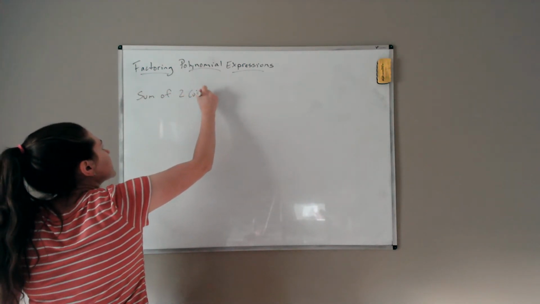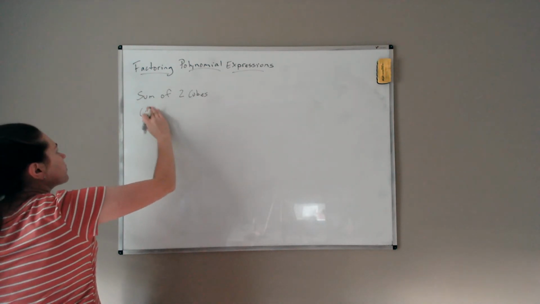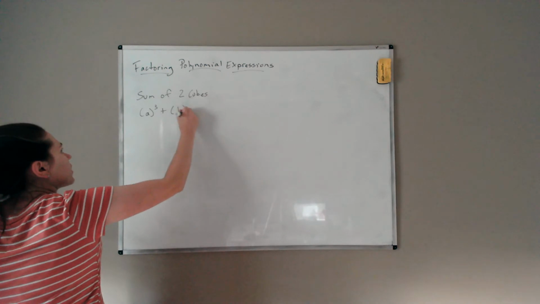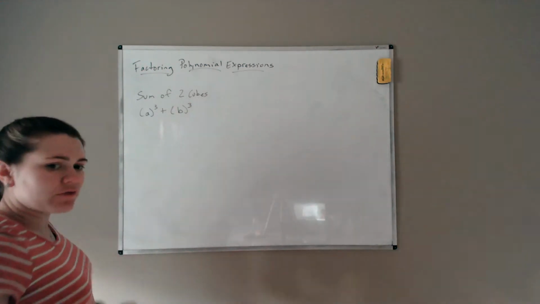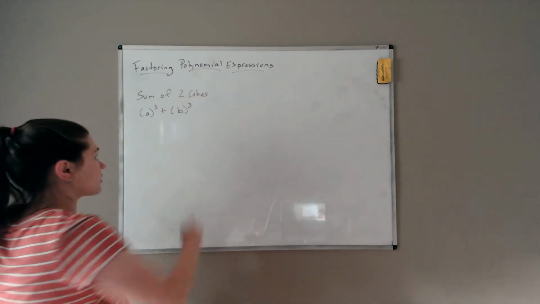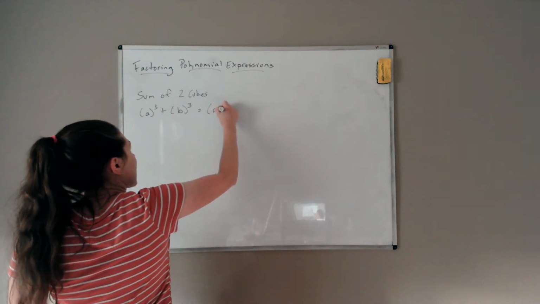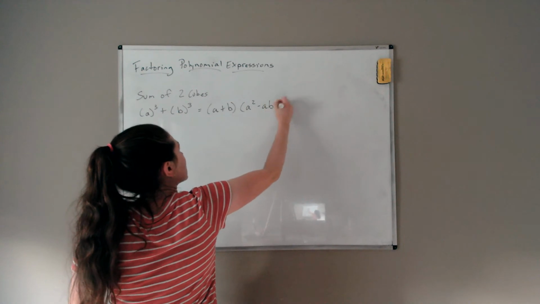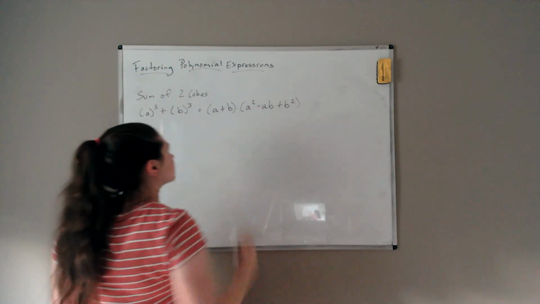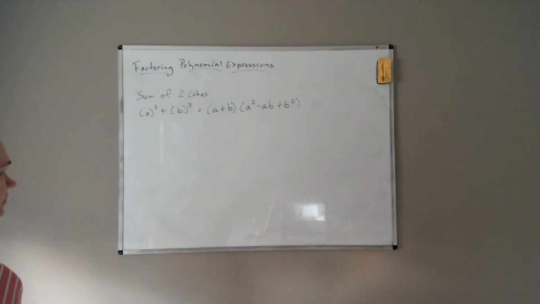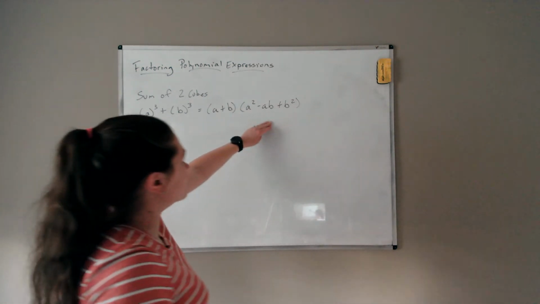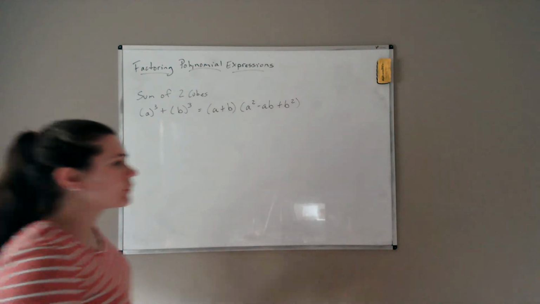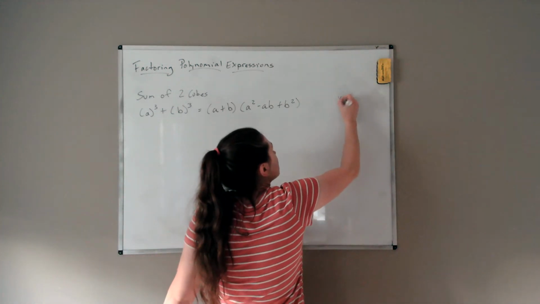So if you have the sum of two cubes, that means you can write your two-term expression as a to the third plus b to the third. And if you can write it as a to the third plus b to the third, it will factor to be a plus b times a squared minus ab plus b squared. Okay? If you don't believe me, distribute this out and you'll be left with a to the third plus b to the third.